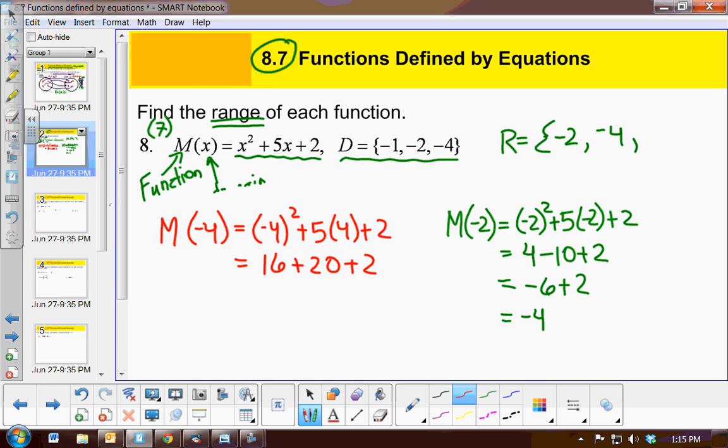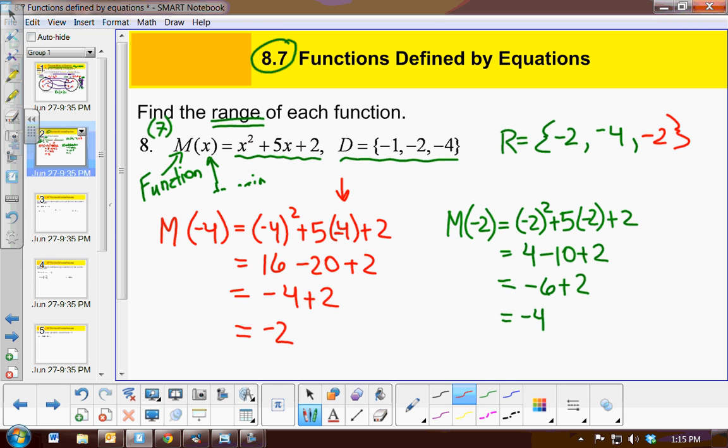Oh, wait, did you notice I copied the problem down? What did I do wrong? Oh, can you see my mistake? Remember, the input value is a negative 4, and I put a positive 4. I hope you noticed that. Okay, so this should be minus 20. There we go. So now I have negative 4 plus 2. So then the value for the range is negative 2.